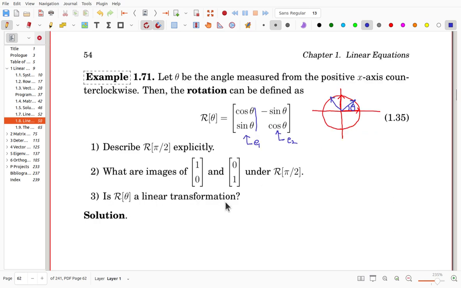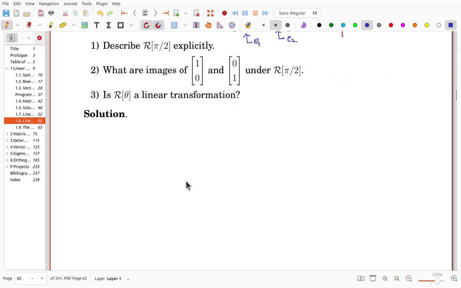Okay, here, describe R pi over 2 explicitly. Here, part 1. Now R pi of 2. That is the same as the matrix. Here, cosine pi of 2 and sine pi of 2. Now, theta is pi of 2. And minus sine pi of 2, and here, cosine pi of 2.